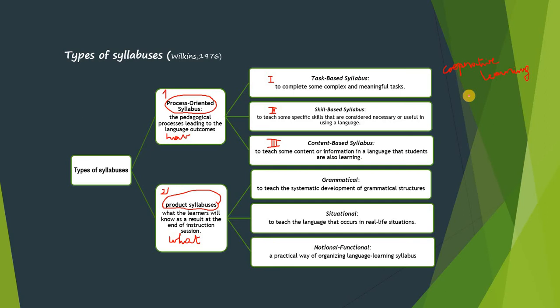Task-based syllabus promotes and encourages collaborative learning, and language learning is then considered as subordinate to task performance. So language learning is dependent on, is related to the task performance. Language teaching occurs as the need arises during the performance of the particular task. So this is type number 1.